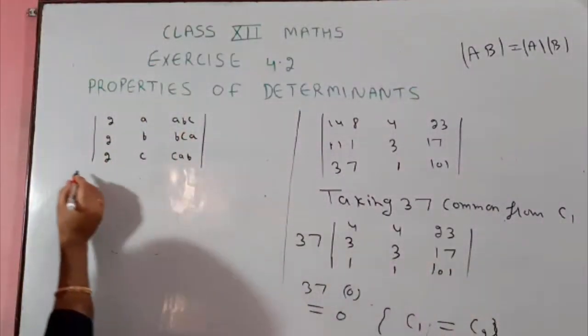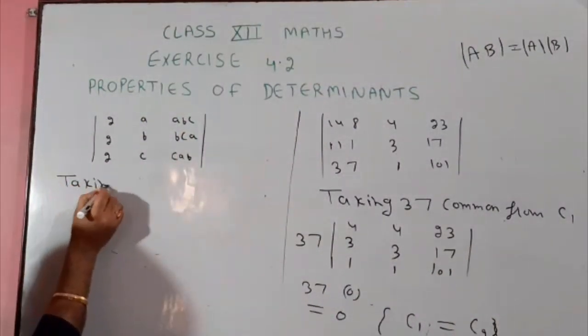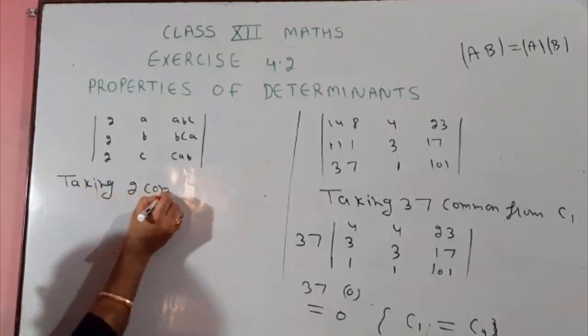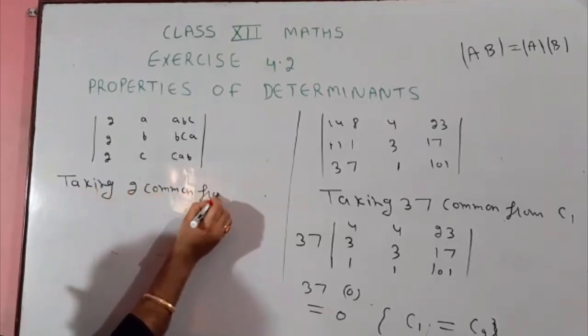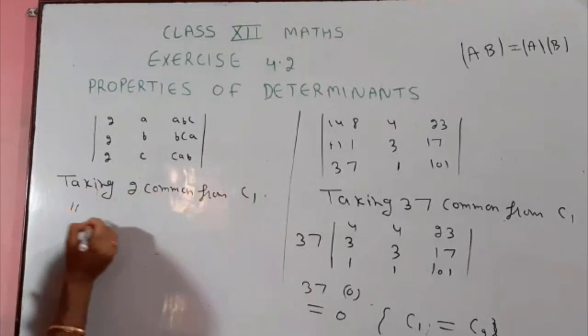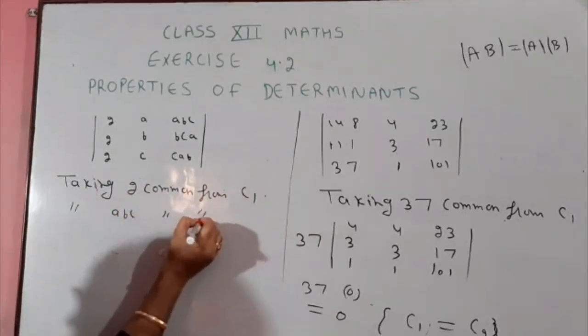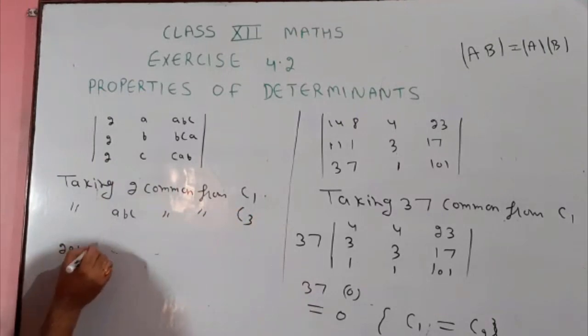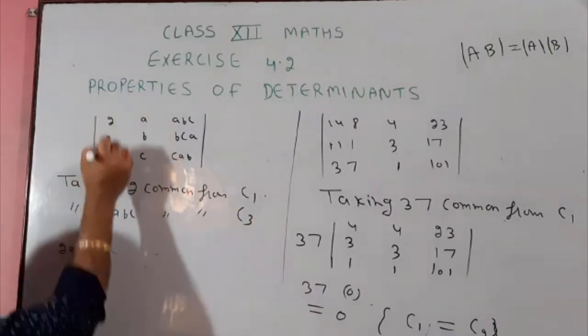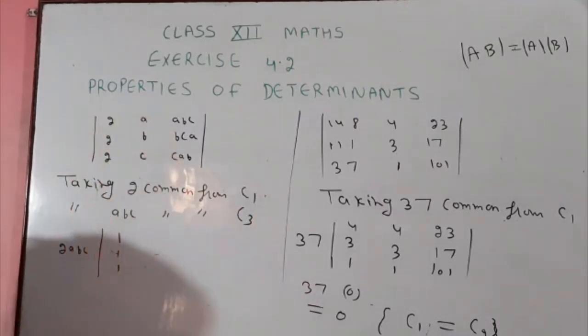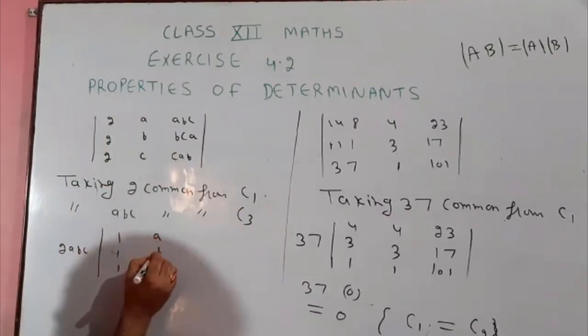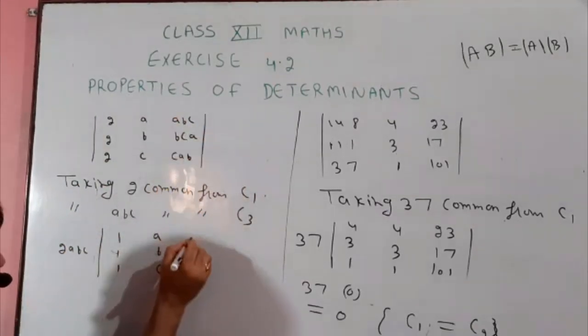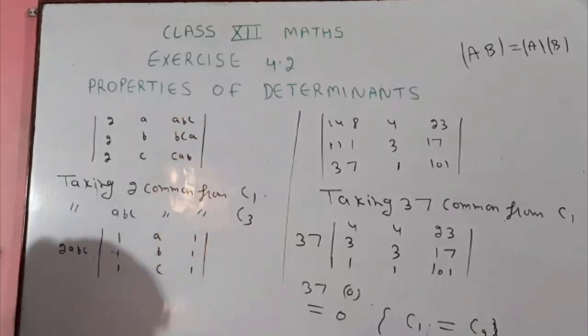You can write, taking 2 common from C1, taking ABC common from C3. So 2ABC is common. If 2 is common, then first column is 1 1 1, second column as it is. If ABC is common, this is also 1 1 1.